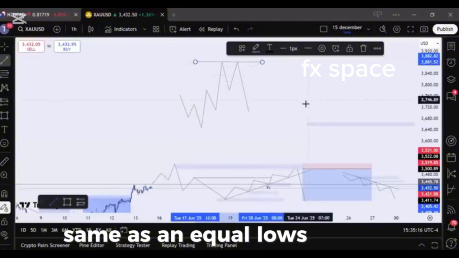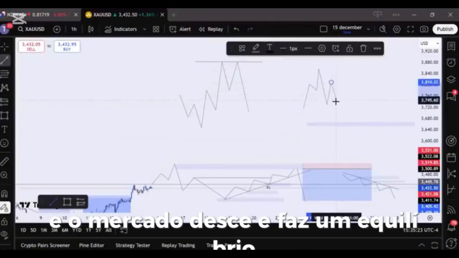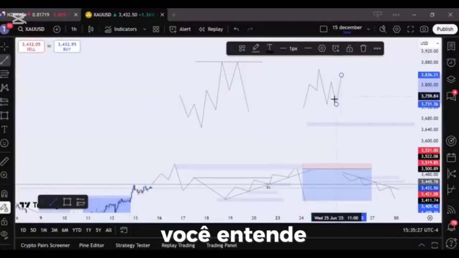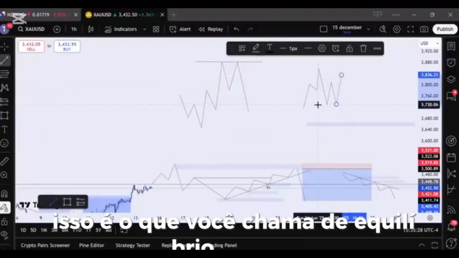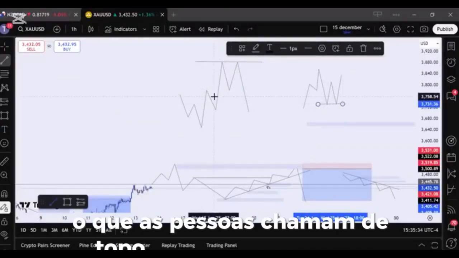Same as equal lows liquidity, you can have something like this, and then the market comes down and makes an equal low. It's going to be on the same level. Do you understand? This is what you call equal lows liquidity. And this is equal highs liquidity. Most people call it double top and double bottom.